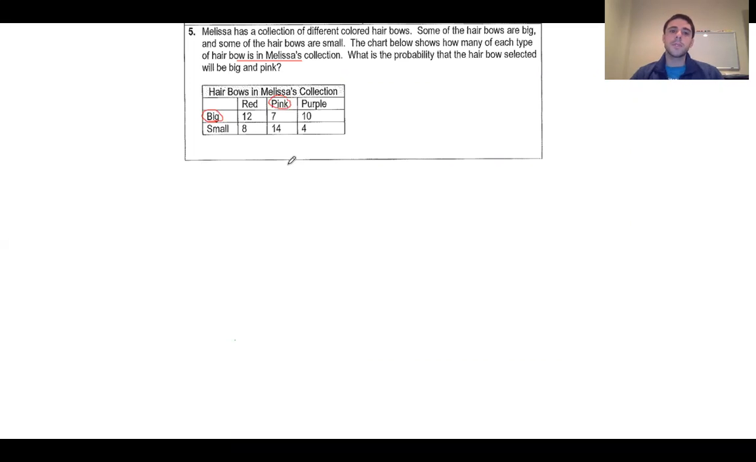Right, exactly. We're going to have 7 bows that are big and pink. So the probability of big, that should be B, and pink is going to be 7. And how many total bows does she have?